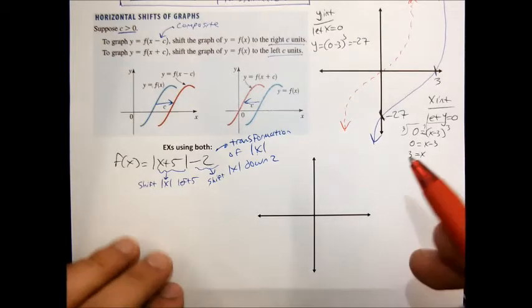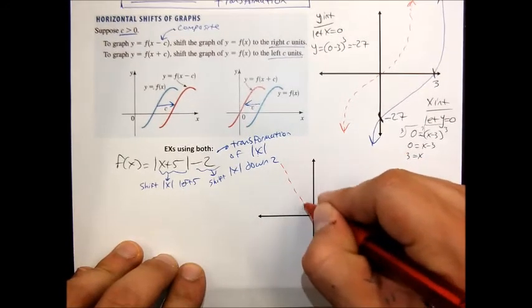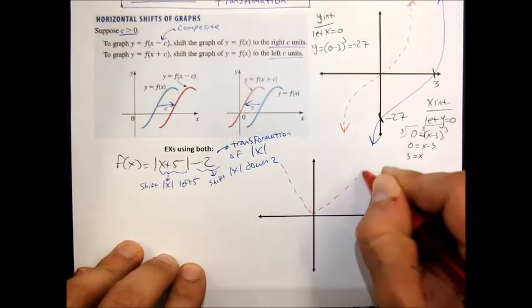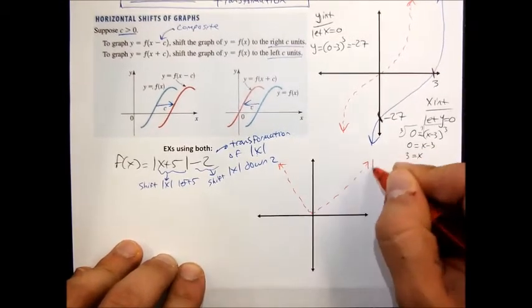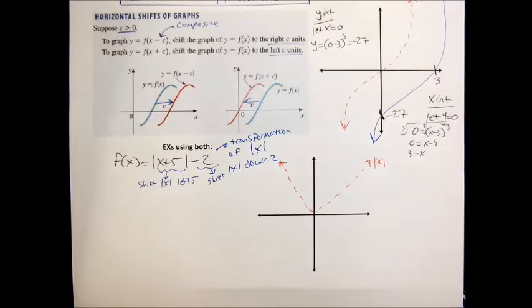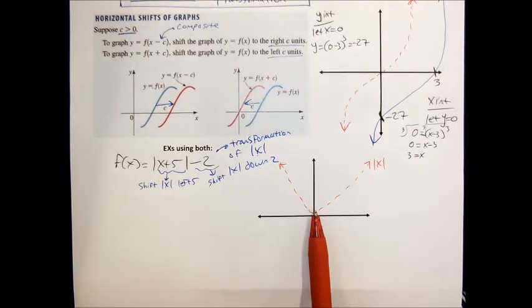So I know absolute value looks like a V, so I'm going to write that down first. It's got that corner. That's what absolute value of x looks like. And so we're going to move this thing to the left 5 and down 2.